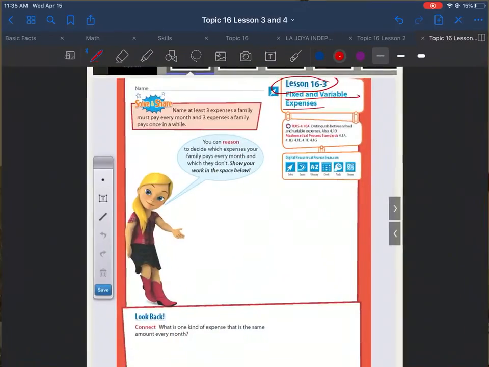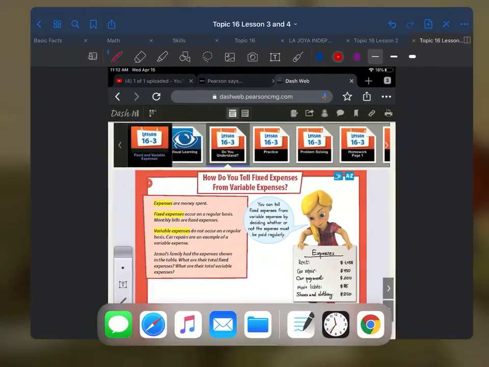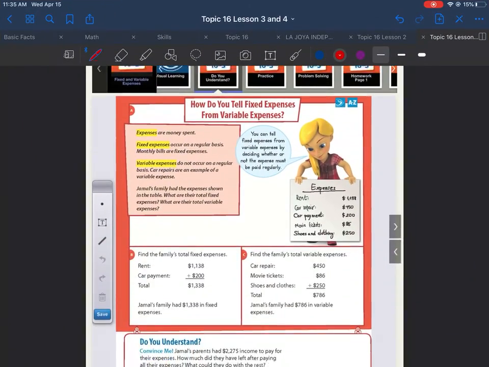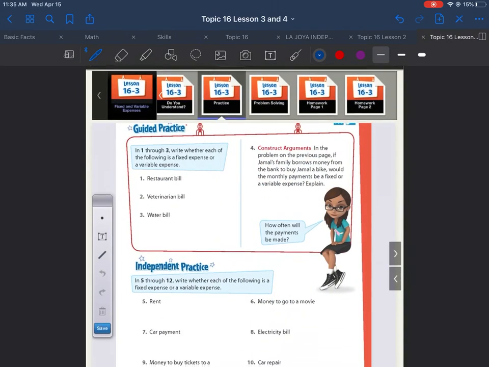So now we're going to go ahead and go into our packet. We are on 16-3, and this is the lesson that they were going over. If you need to make reference back, expenses are the money we spend. Then we have fixed expenses. Those are regular. And then the variable are the ones that we don't always do every single month. So this is the example that was on the video.